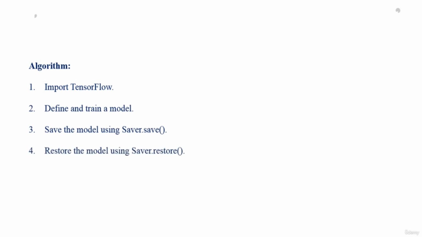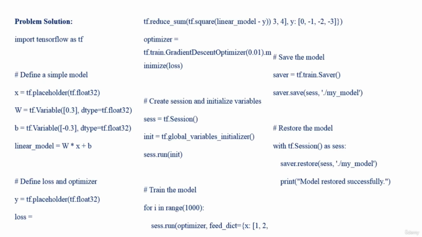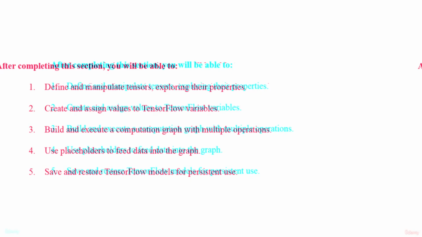Algorithm. Import TensorFlow. Define and train a model. Save the model using saver.save. Restore the model using saver.restore. How code is working. The code defines a simple linear model, trains it, and saves it to disk using saver.save. To restore the model, saver.restore is used. This process demonstrates how to persist and reload trained models for future use.